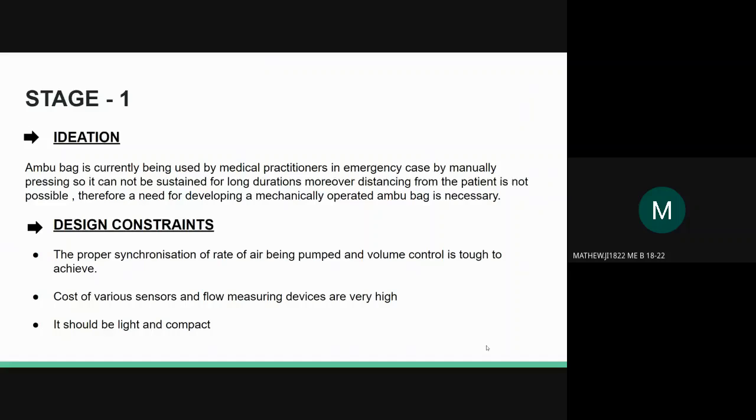Design constraints. The proper synchronization of the rate of air being pumped and volume control is tough to achieve. The cost of various flow sensors, flow measuring devices, etc. is very high. It should be light and compact.